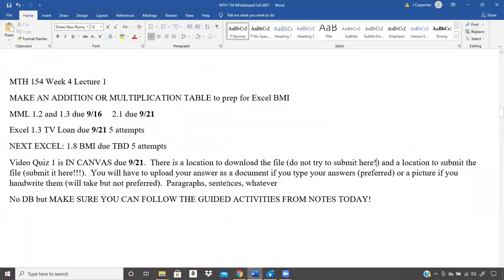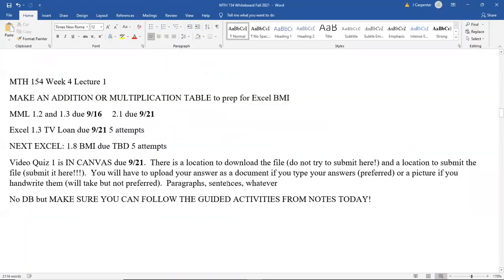We have about a week to do that. Those will have to be hand graded by me, so you will not get immediate feedback. I probably won't get to these for 4 or 5 days after they've been submitted. And then finally, just letting you know, there is no discussion board today. We are still going to go over guided activities as always. Make sure you can follow along. You are more than welcome to try them on your own as well.